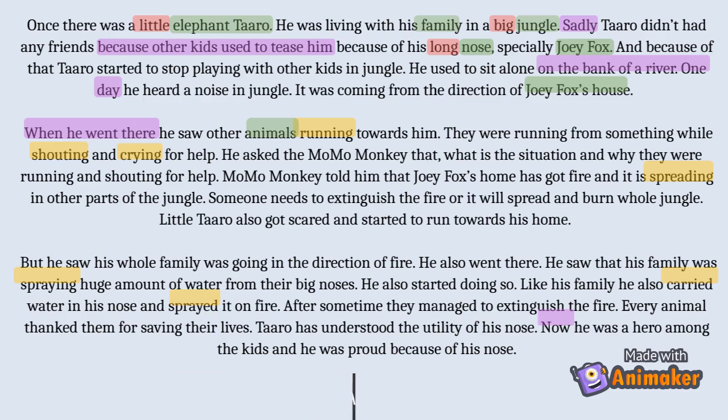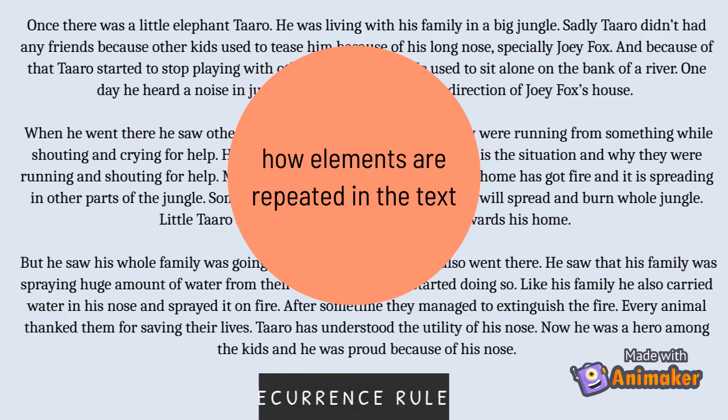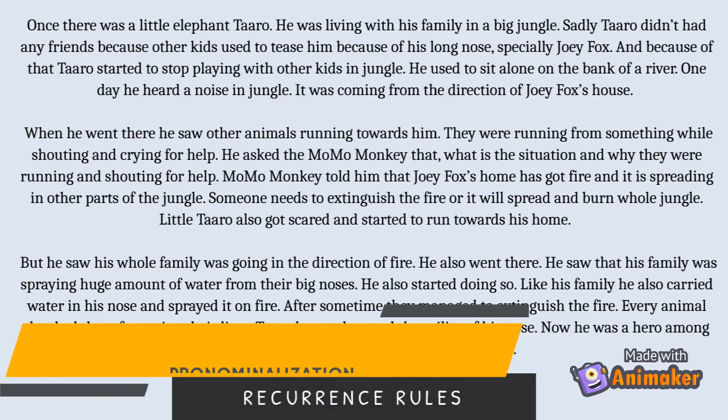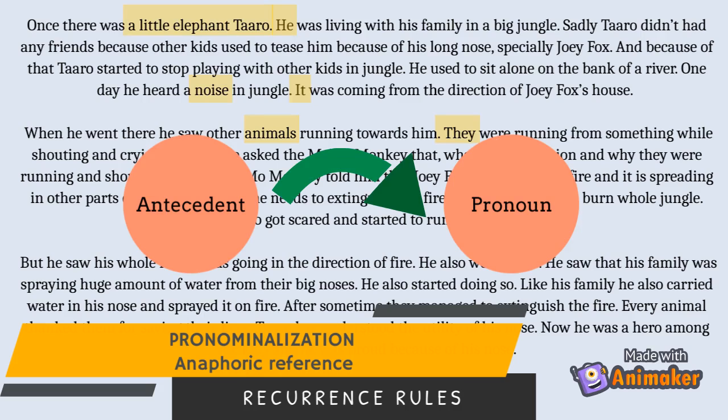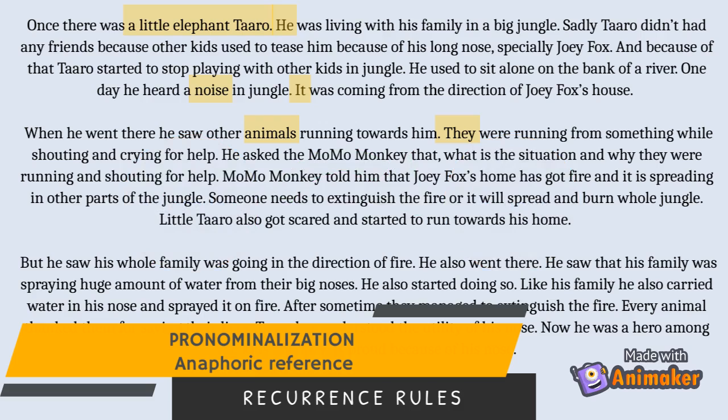Now we are going to analyze the recurrence rules, that is, how elements are repeated in the text. The first recurrence rule present in the text is anaphoric procedures, specifically pronominalization, and more specifically, anaphoric reference, because first it is mentioned the antecedent, and then it is mentioned the pronoun. For example, Little Elephant Taro then is mentioned as the pronoun he. Then noise is mentioned as the pronoun it. And finally, the concept of animals is mentioned in the text as the pronoun they.